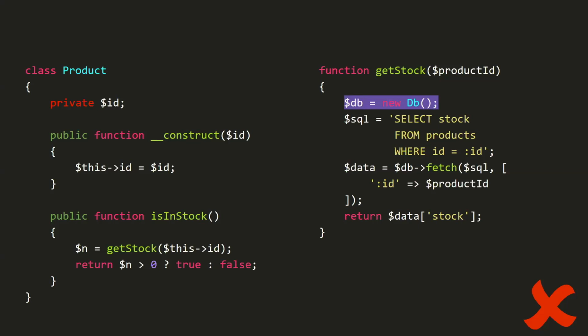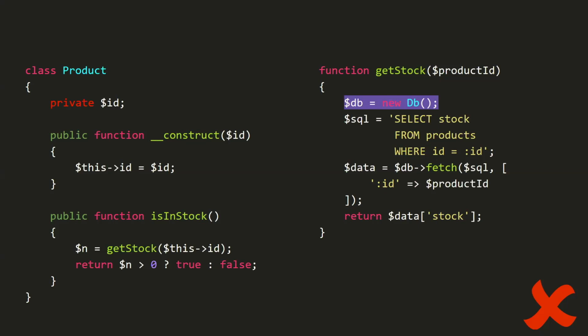In this context, the database object is what is known as a collaborator. When writing a test with PhpSpec for the isInStock function, we would need to create a mock of the database object and set an expectation that its fetch method should be called with the stated SQL query and product ID, and will return the stock of the product currently in the warehouse.